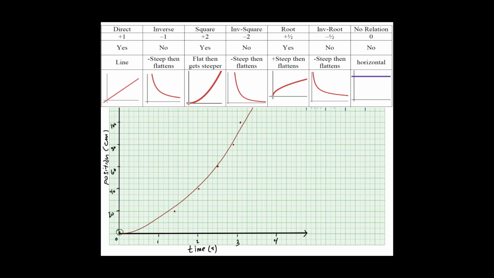I know it goes up, so I can automatically get rid of the inverse graph, the inverse square graph, the inverse root graph, and the no relation graph. Now the other three, we have a linear, a square, and a square root graph. I already checked, I believe this curves, so I'm going to get rid of the linear for now. It could either curve up or curve down, and my graph looks like it curves up. So my first guess is that this is a square graph.